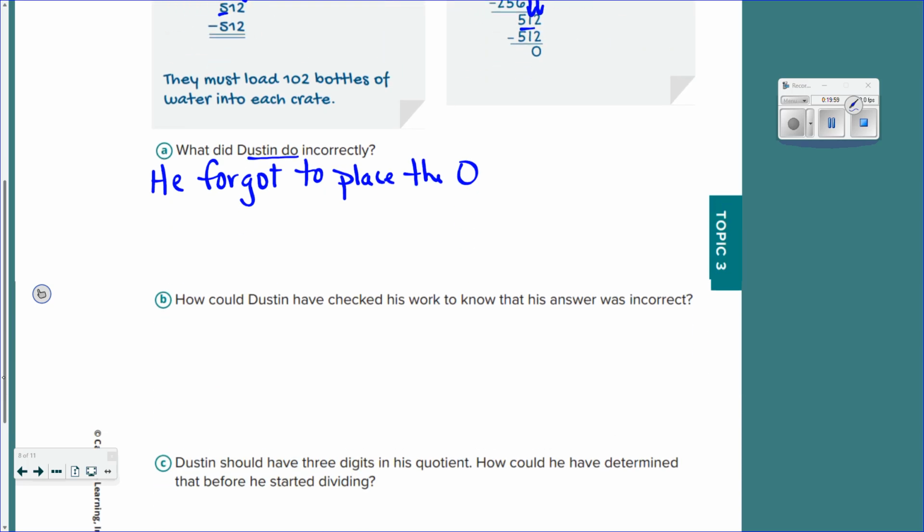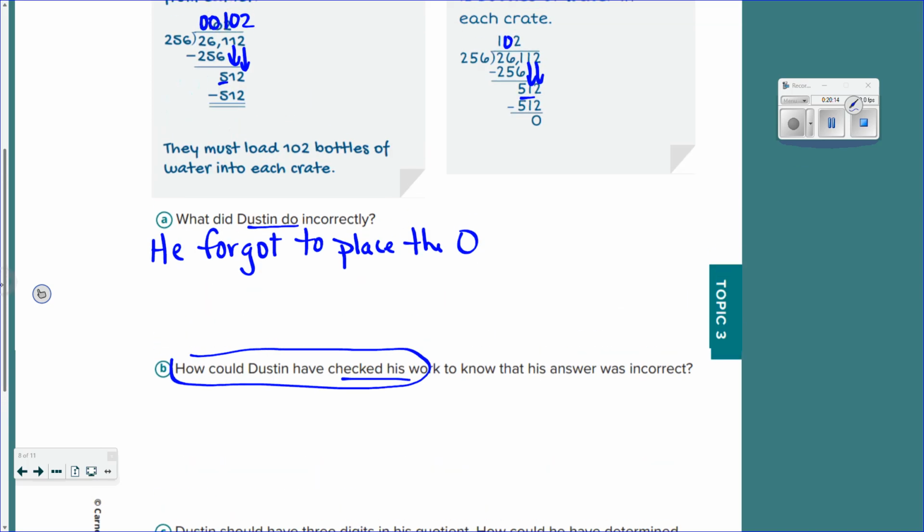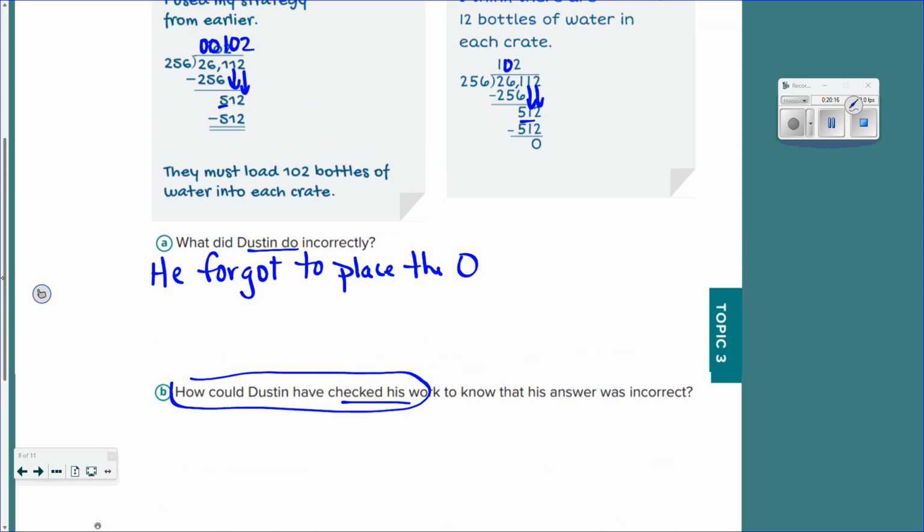Okay, how could Dustin have checked his work to know his answer was incorrect? So how would he check it? How would he know that 12 wasn't the right answer? So how could he have checked? Estimation. Okay? He could have estimated.